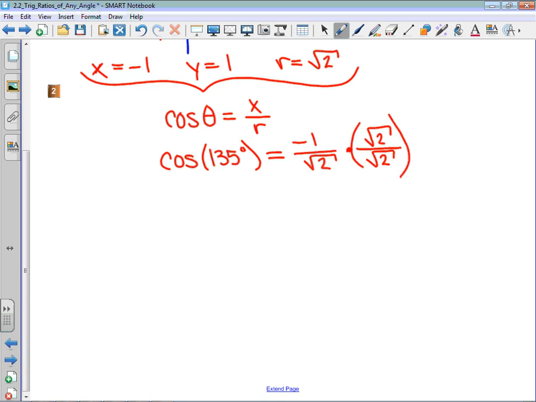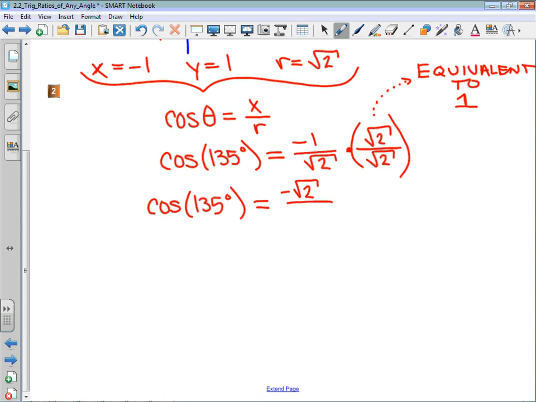I always like pointing out several times a year that we can do this because that fraction is equivalent to 1. Multiplying by 1 doesn't change the value, it changes the appearance. And so what I'm left with, and I'll write all the steps here, is the cos of 135 degrees, negative 1 times root 2 is negative root 2. Root 2 times root 2 is the square root of 4, but the square root of 4 is 2. So I can say that the cos of 135 degrees is equal to negative root 2 over 2.